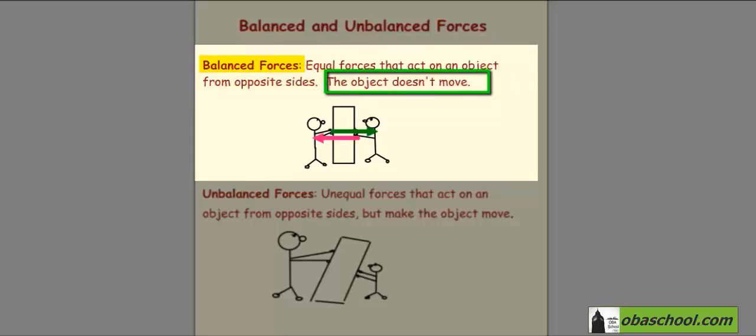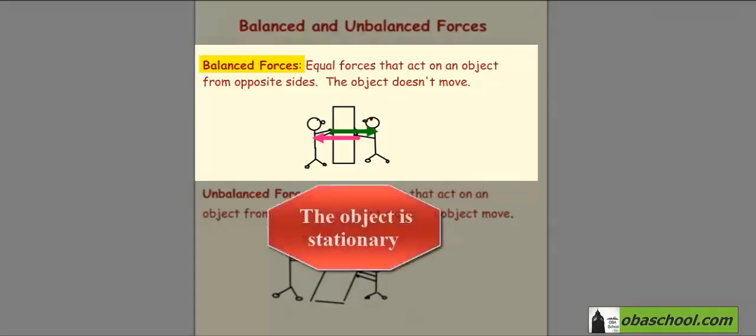As you can see in this image here, a person is exerting force to the right side, which is the green arrow, while another person is exerting force to the left side, which is the pink arrow. Both arrows have the same length. This shows that the force exerted is equal but from opposite directions. In this case, the object doesn't move. That means the object is stationary.